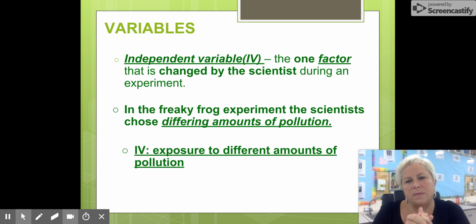Okay, so in this case, the scientists decided to use differing amounts of pollution when the frog eggs were developing. So the independent variable in their experiment was exposure to different amounts of pollution. Okay, so remember that. That's our independent variable.